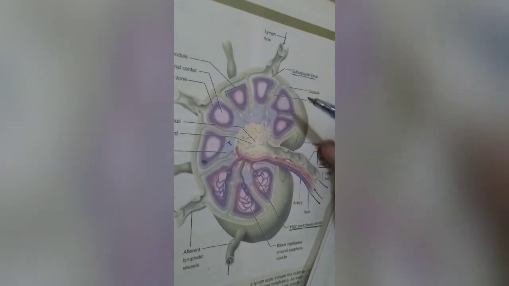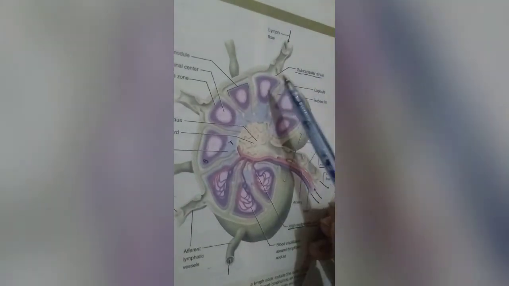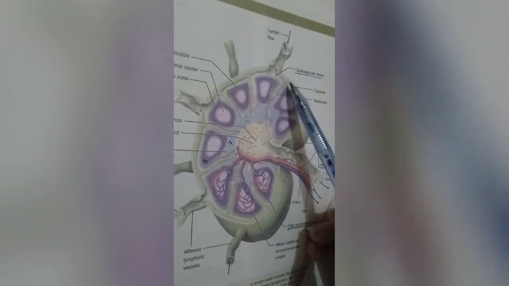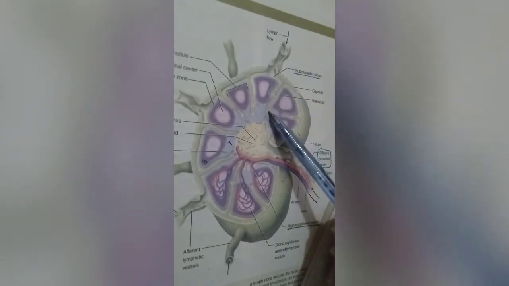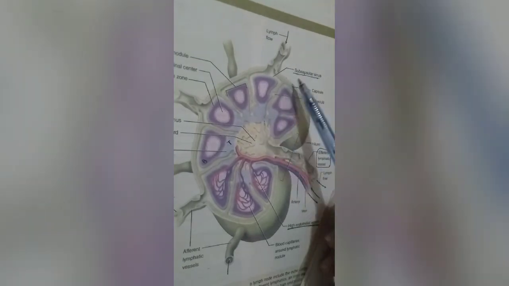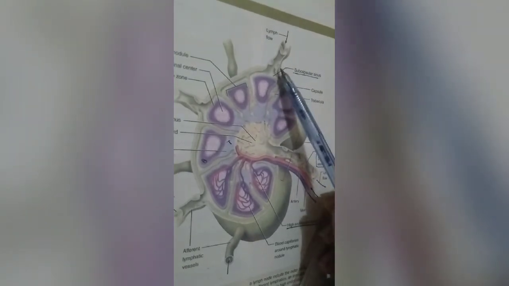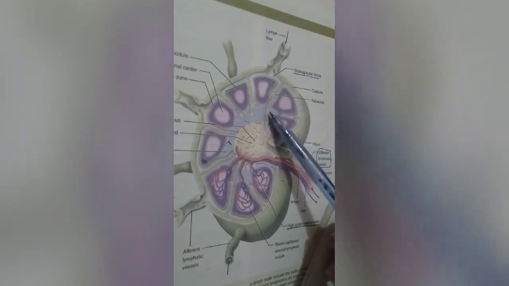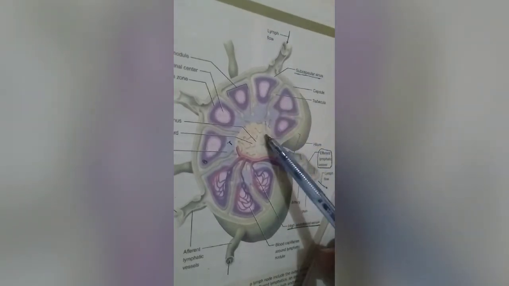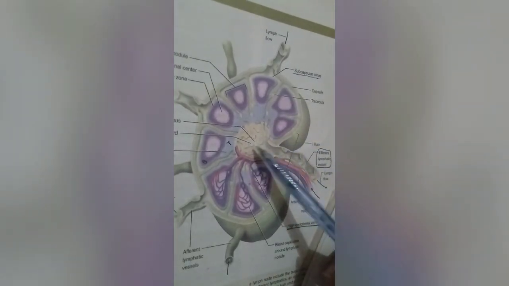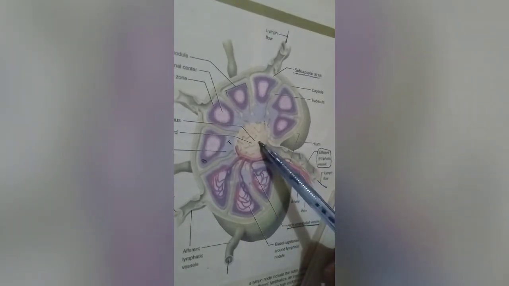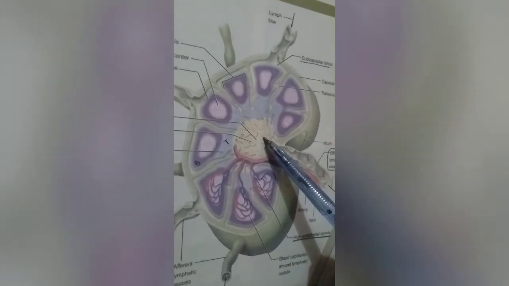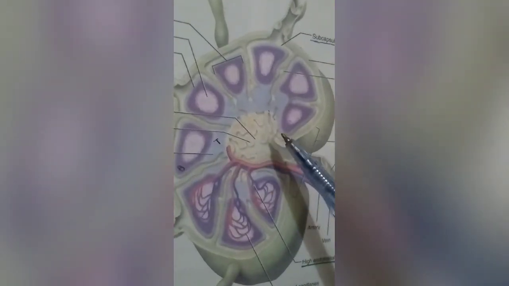The sinus receives lymph from the afferent lymphatic vessels and is continuous, moving radially toward the medulla. So through this sinus, lymph moves from the afferent lymphatic vessels to the medullary sinus. The medulla also contains sinuses, but we will discuss that later.